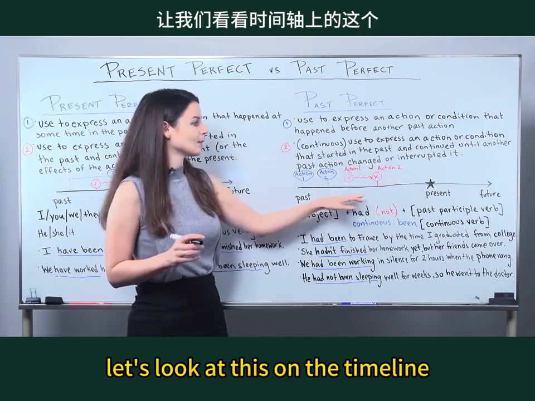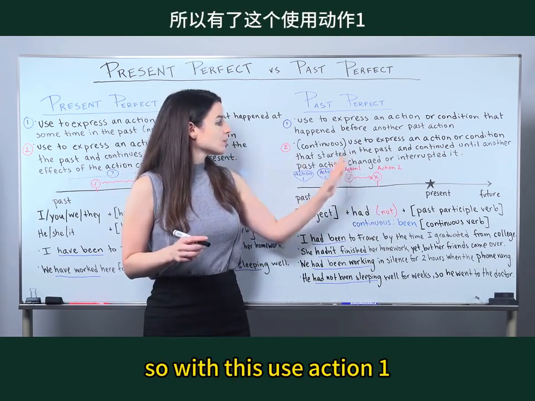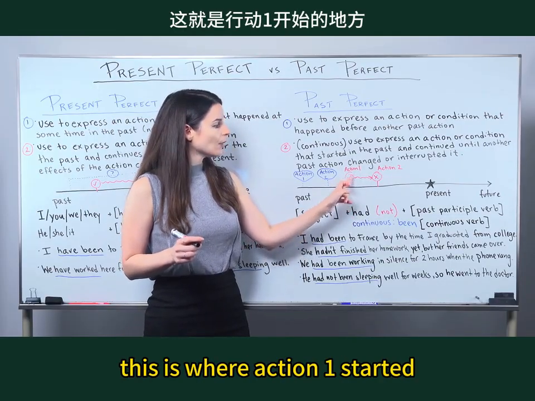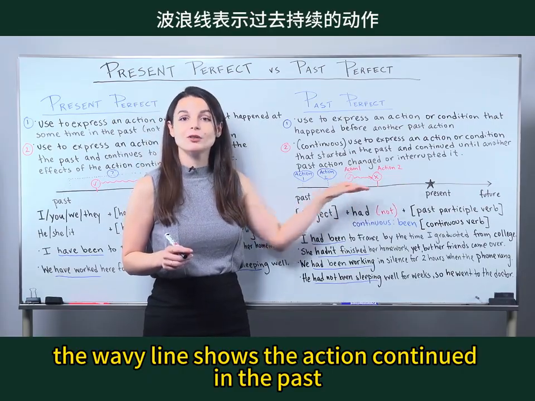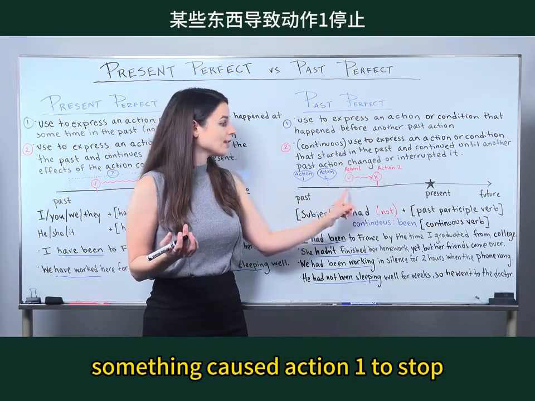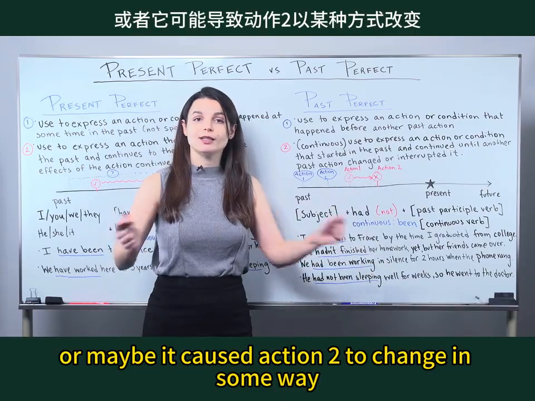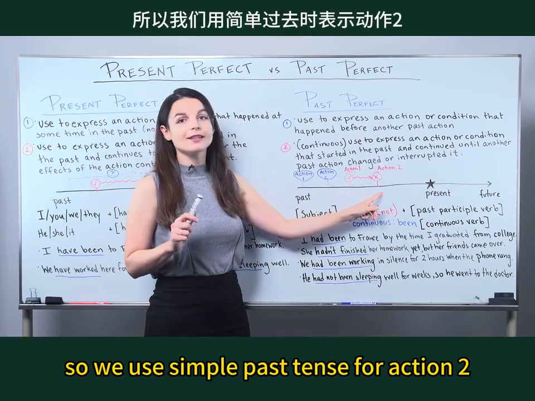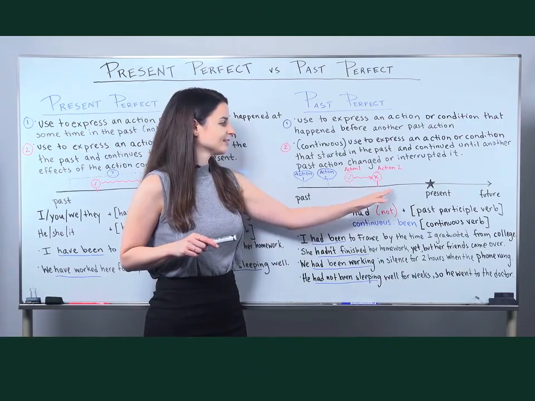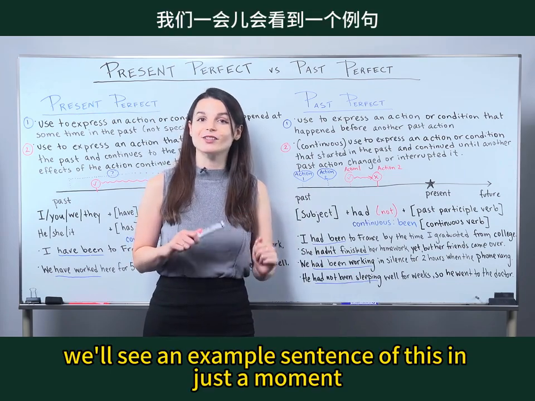Let's look at this on the timeline. Again, we have action 1 and action 2 here. So with this use, action 1 started here at the checkpoint. This is where action 1 started. The wavy line shows the action continued in the past. Then action 2 happened. Something caused action 1 to stop, or maybe it caused action 2 to change in some way. So we use simple past tense for action 2. Action 1 expresses the continuing past action. Action 2 expresses the change. So again, we'll see an example sentence of this in just a moment.